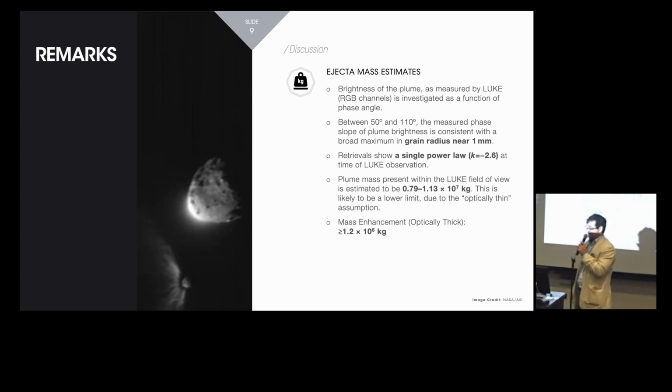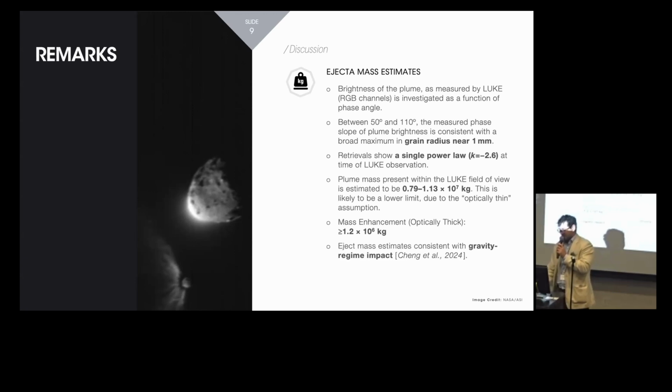However, we can make a mass enhancement estimate that adds additional mass for the optically thick portion of the plume, which would be at least 1.2 times 10 to the 6 kilos. And so our ejected mass estimates are consistent with the gravity regime impact, which makes sense because it's believed that Dimorphos is a rubble pile asteroid. We were able to reach that conclusion by comparisons with recent work from Cheng et al. 2024, where they did modeling looking at asteroid cohesive strength versus ejecta yield. And we have a manuscript in progress.